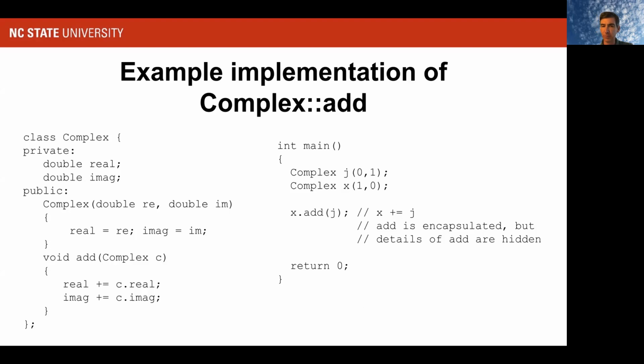From just this code, all I'm seeing is that I have a couple of complex numbers and I added J to X, and I don't really need to worry about how they're implemented, because that implementation is hidden from me in these private variables. And I know that this add operation is provided on the object, so I have high confidence that it works, based on encapsulation.